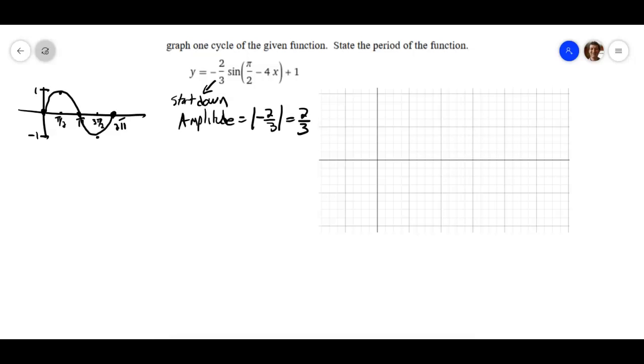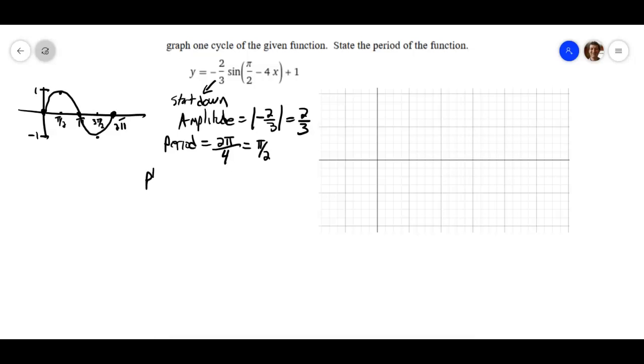We have our period, which is the normal period for sine, 2 pi, divided by the coefficient of x, called omega. In this case it's 4. So that simplifies to be pi halves.